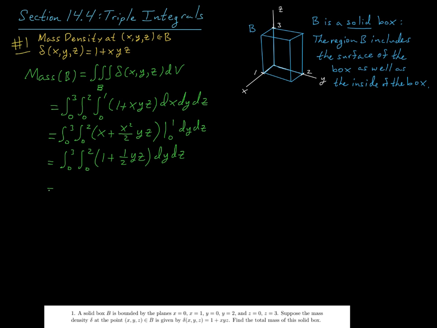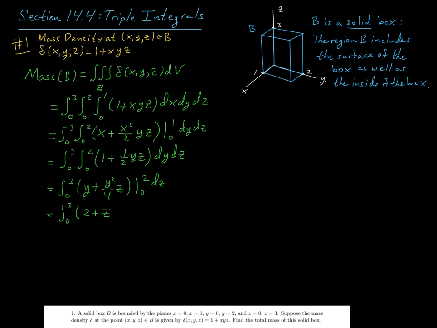Now we integrate with respect to y. That gives us y plus, integrating y gives y squared over 2, and there's a half in front, so that's y squared over 4, and we have our z. Now evaluate from 0 to 2. That gives us 2 plus, 2 squared is 4, over 4 is 1, so I just get a z.